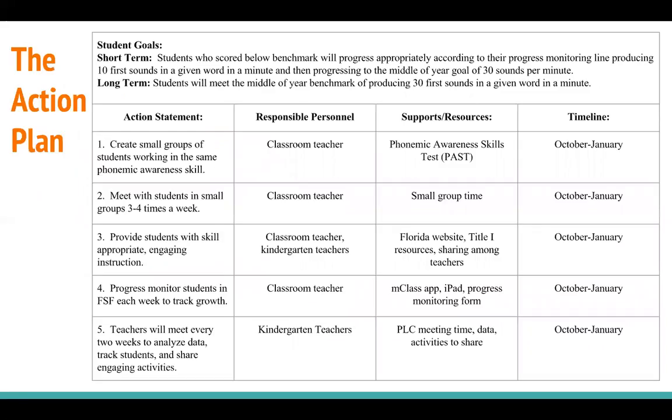So after realizing all these steps, we came up with our action plan. And it has our student goals at the top, short-term and long-term. Again, the short-term goal is to first reach 10 first sounds in a minute and then progress closer to 30 sounds per minute. The long-term goal that we will check in on in January is going to be 30 first sounds in a minute. So to get here, we have 5 action steps.